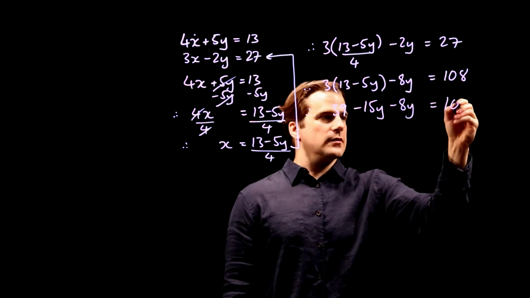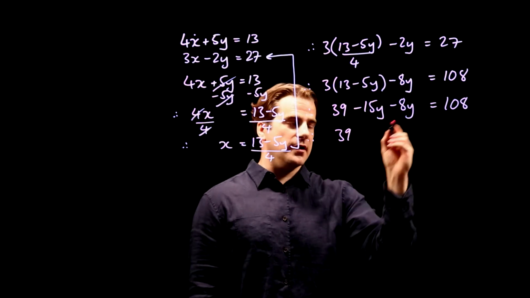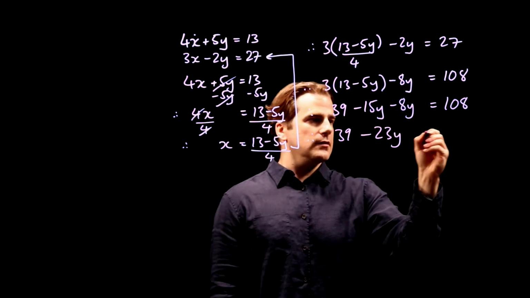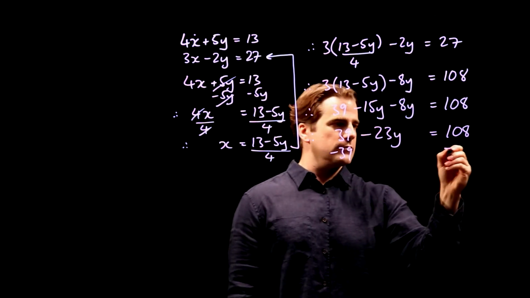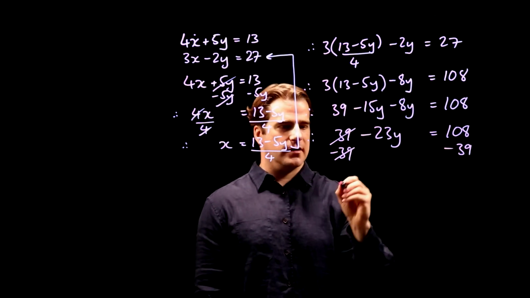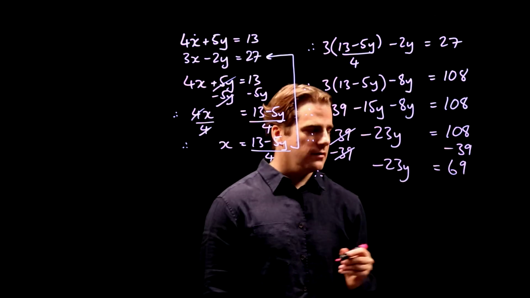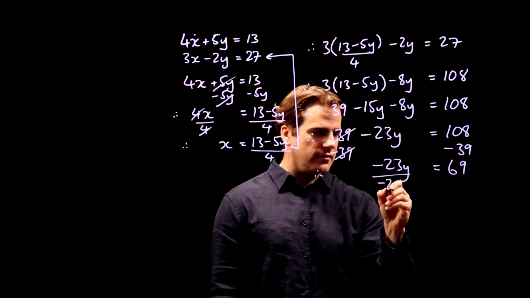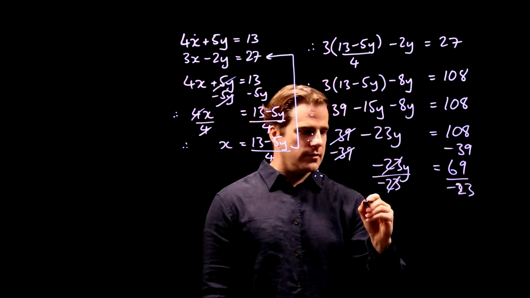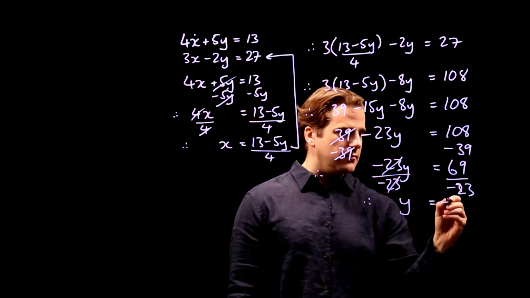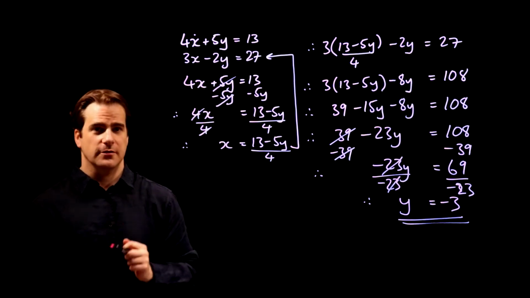Minus 8y is 108. Okay, combine the y's. Therefore, 39 minus 15y minus another 8y is minus 23y is 108. Get the 39 over there by subtracting 39 from both sides. Therefore, minus 23y is 69. Finally, get y by itself by dividing both sides by minus 23. Boom, boom. Therefore, y is minus 3. Yes, we've got the same answer. It worked. Good. Promised you.